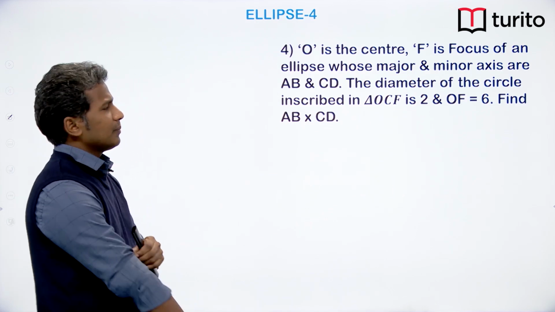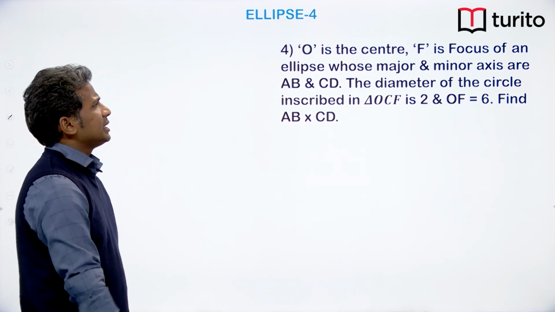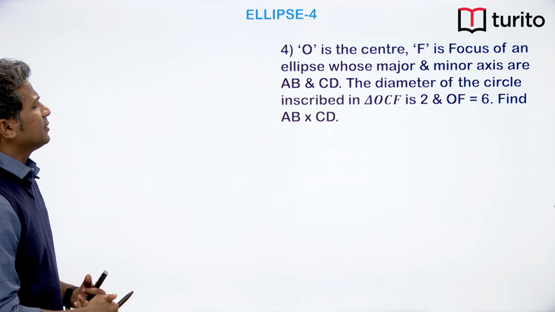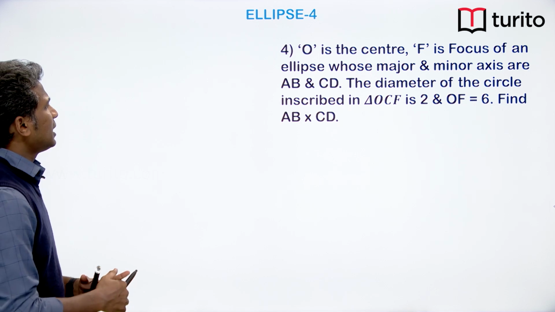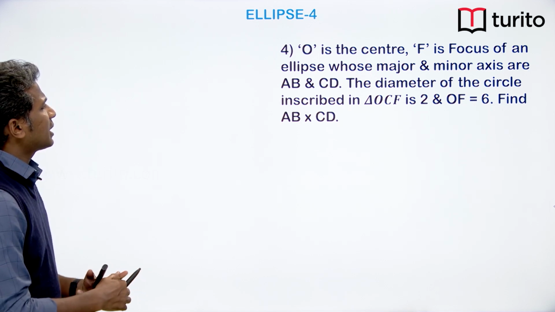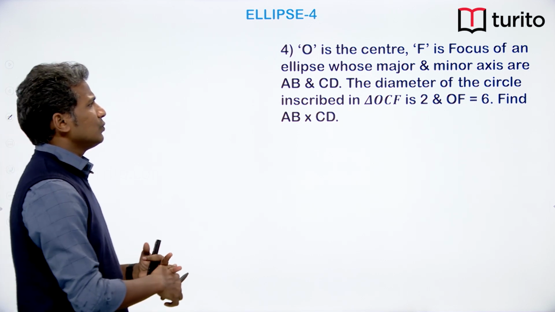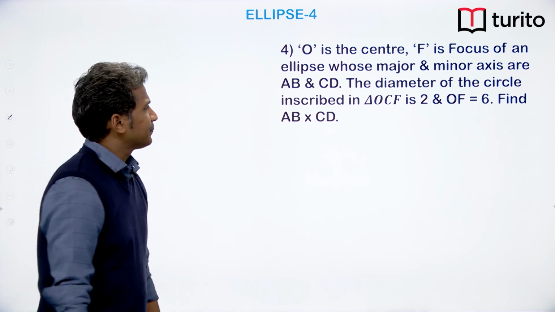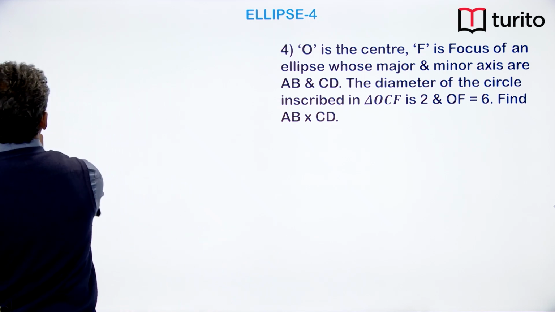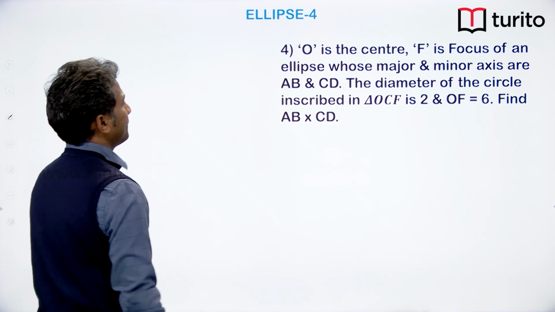Okay. So, next problem. Suppose O is the center and F is the focus of an ellipse whose major and minor axes are AB and CD. The diameter of the circle inscribed in triangle OCF is 2 and OF is given as 6. Find AB into CD. So, let us take one ellipse here. We will take the ellipse in the next page.